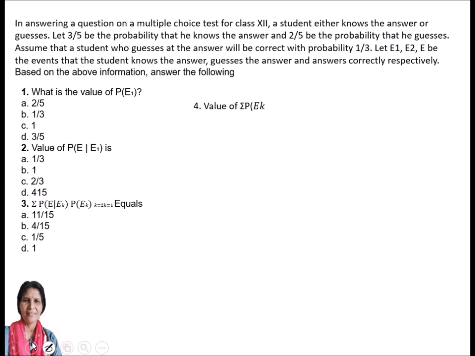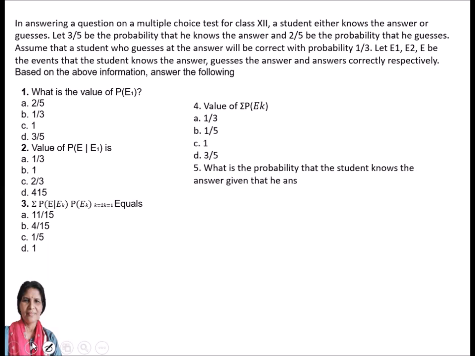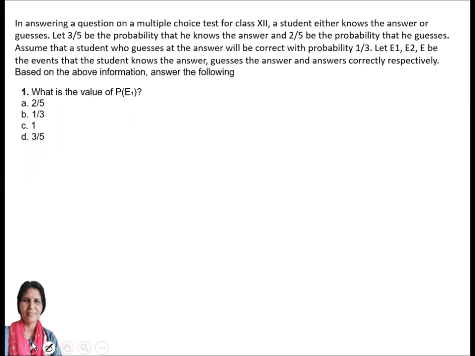Question 4. There are 4 parts. Value of the summation of P(Ek), where the value of k is 1 to 2: 1 by 3, 1 by 5, 1, 3 by 5. Fifth question is, what is the probability that the student knows the answer given that he answered correctly? 2 upon 11, 5 upon 3, 9 upon 11, 13 upon 3. So we'll go one by one.